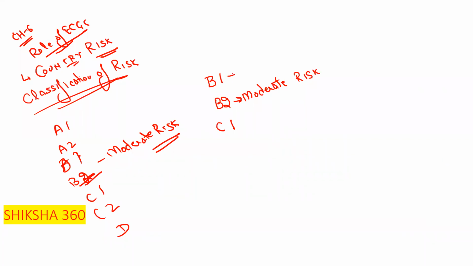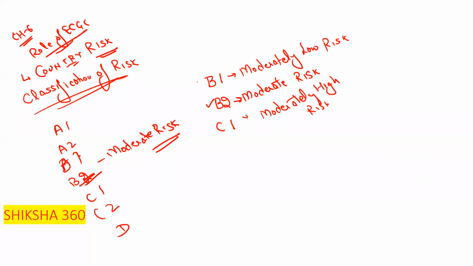Above that, we are moving towards low risk, that is moderately low risk. And downwards, a little bit high risk, that is moderately high risk. So up is moderately low risk, below is moderately high risk. Here we will cover B2, B1, and C1. We have to start with B2. Please remember these things.